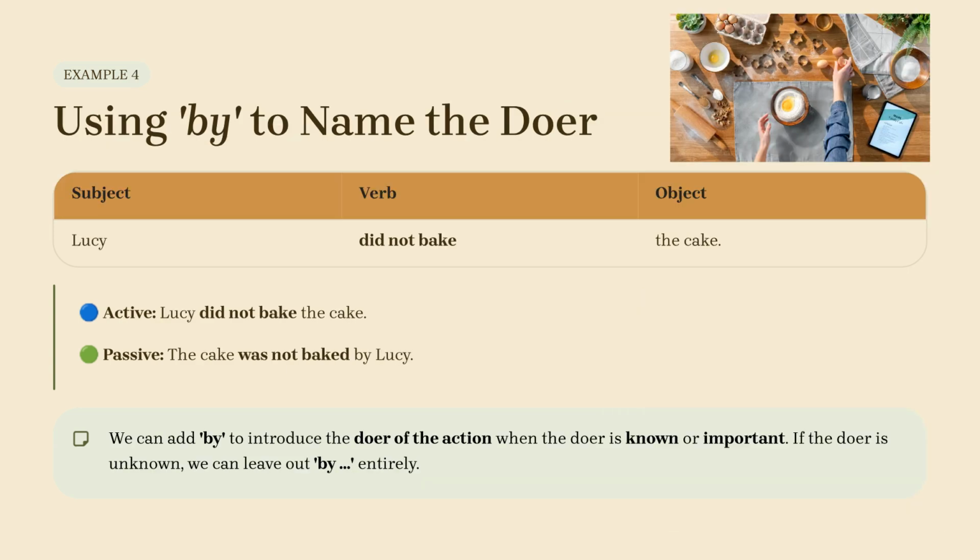Example 4 shows how we use by to name the doer. In the active voice, we say, Lucy did not bake the cake. In the passive voice, we say, the cake was not baked by Lucy. We can add the word by to introduce the doer of the action when the doer is known or important. If the doer is unknown, we can leave out by entirely.